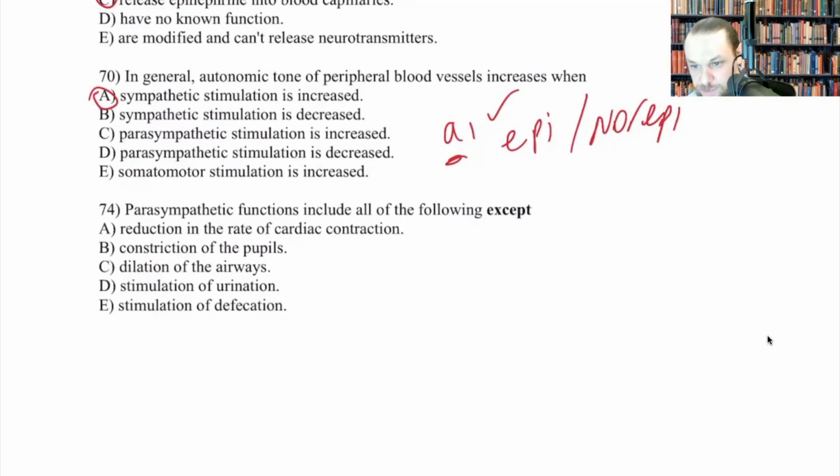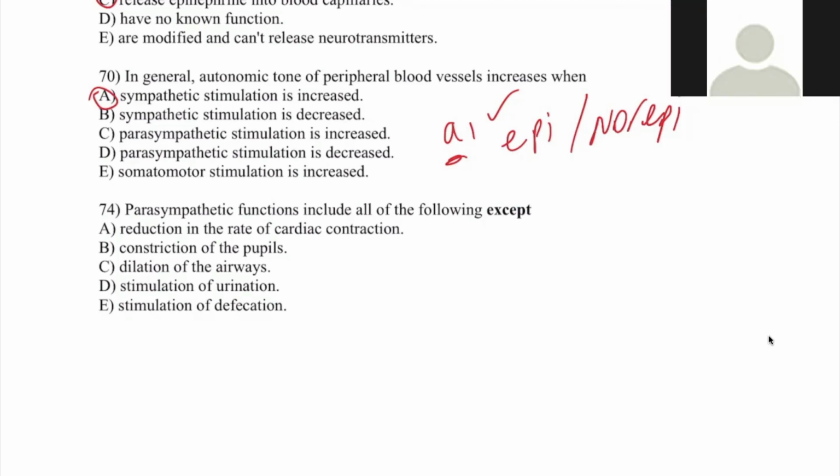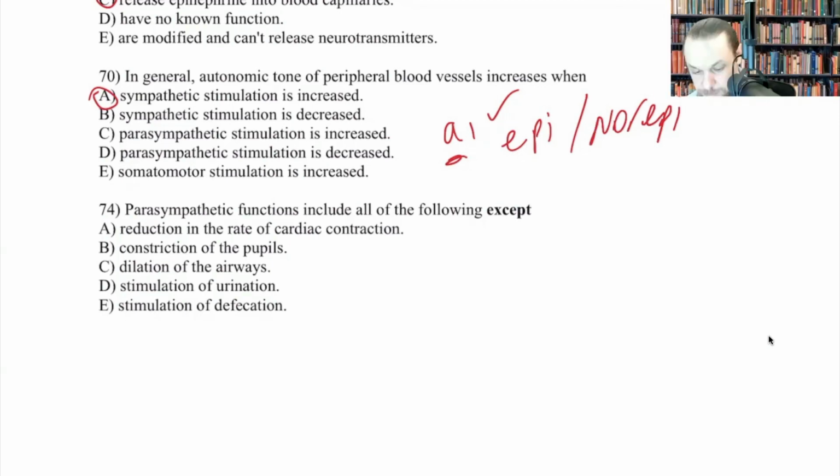All right, number 74, we are going to go with Aaron. Last question. Parasympathetic functions include all the following except constriction of the pupils. So be careful, right? Except means not. So think about function include all except, right? So remember your SLUDGEM.